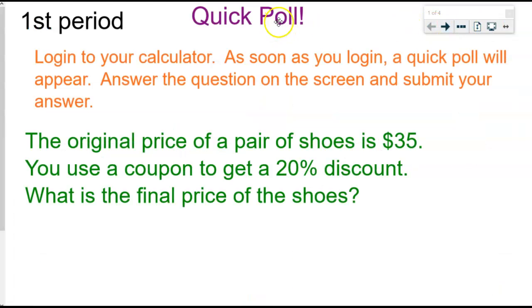We are going to start with this quick poll. So get this question answered, pause the recording to answer this question, and then we'll go over it when we return.